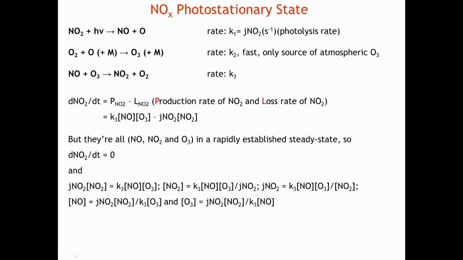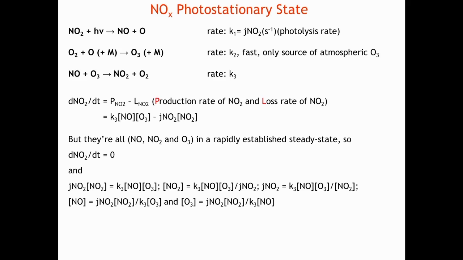Or you can calculate your JNO2. Or you can calculate your NO concentration. Or your ozone concentration. Because they're all in this photostationary state, you only need the instantaneous concentration of any two of them and the rate constants to calculate the others. So this photostationary state is actually quite a powerful assumption. You don't need to measure everything, you just need to measure a couple of the parameters.